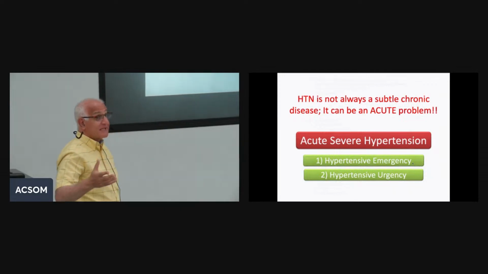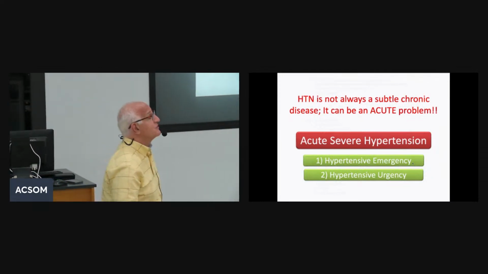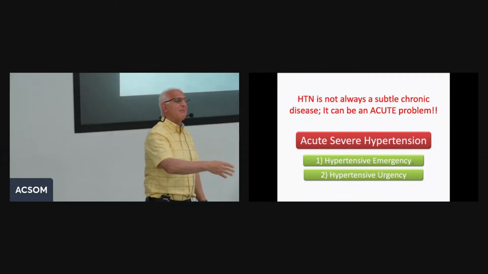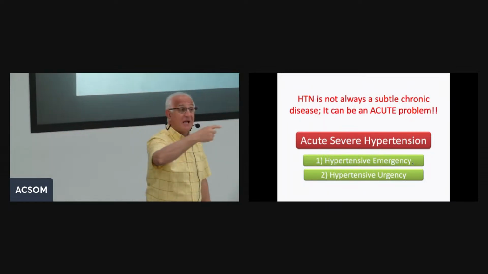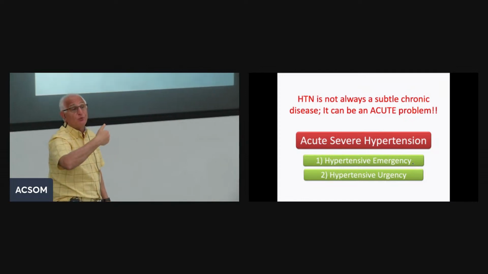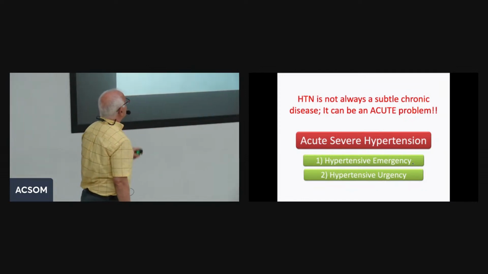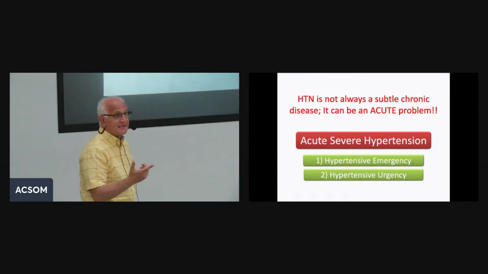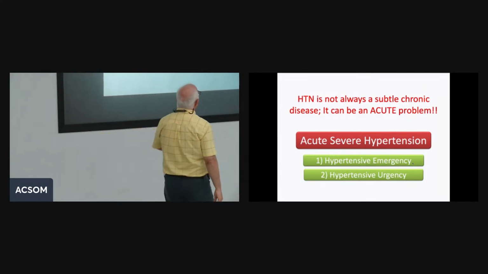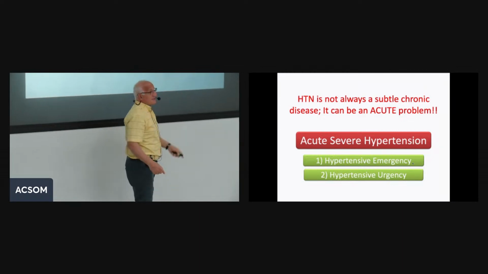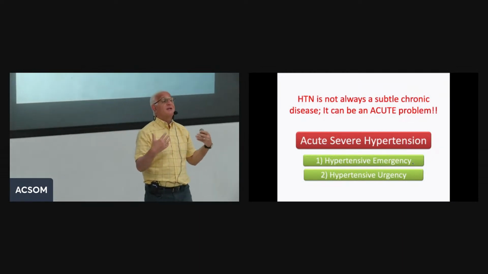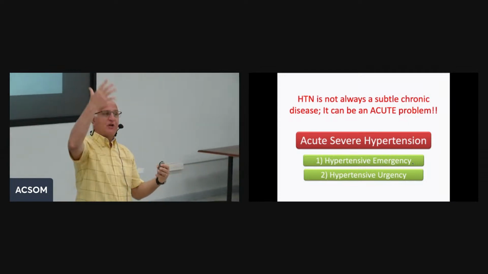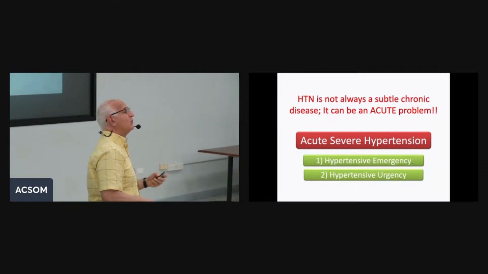Another aspect that comes in USMLE questions, I thought I would push it for you here, is acute severe hypertension. The hypertension we talked about over the years will affect us slowly, but this one is acute, they come to the emergency department. There are two types: hypertensive emergency and hypertensive urgency. The difference is the end organ damage. In emergency, there is end organ damage that is happening or has happened. Urgency is just a high blood pressure, no end organ damage.